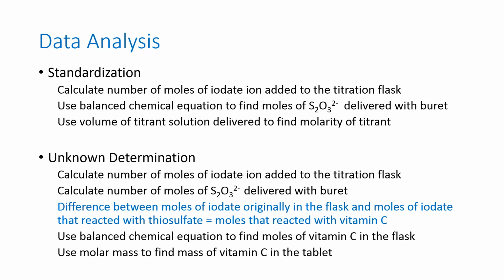So you'll have a number of moles of iodate that reacted with vitamin C. You'll use the balanced chemical equation to find the moles of vitamin C that reacted, and then you'll use the molar mass of vitamin C to find the number of milligrams that were in the tablet originally. Again, this is a little more complicated than your normal data analysis, so make sure that you understand what you're doing before you leave the lab.